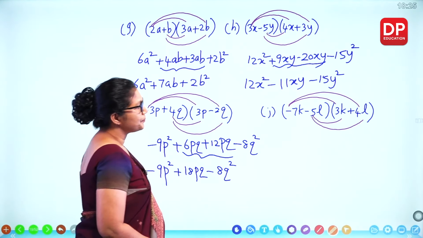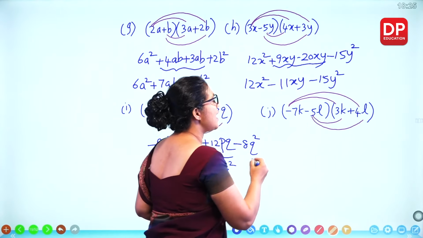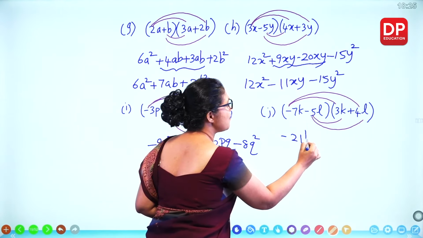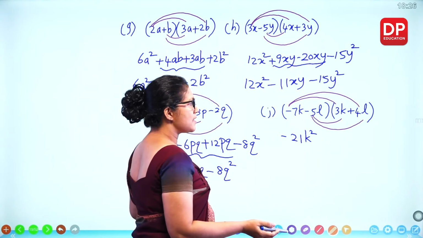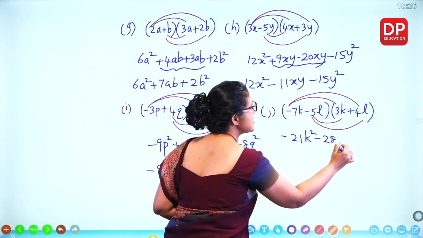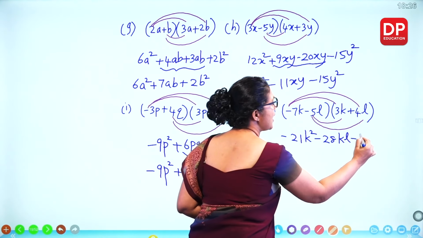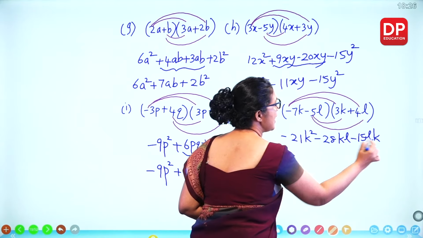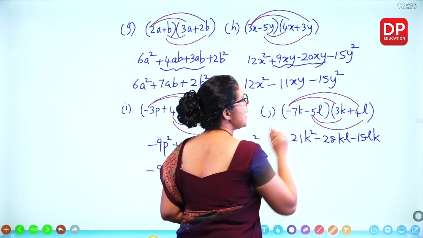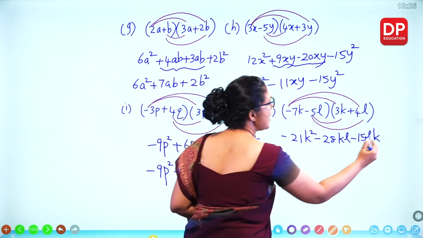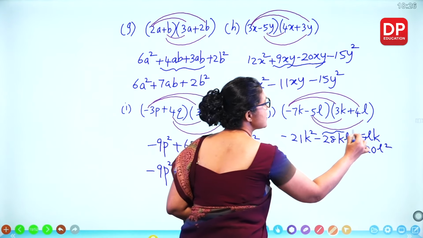Now the last one. Again, use the rainbow method. Minus 7k and 3k, you get minus 21k squared. Minus 7k times plus 4l, minus 7 times 4 is minus 28kl. Minus 5l and 3k, so you get minus 15lk. Here lk and kl is the same. Minus 5l and 4l becomes minus 20l squared. Now these two you can simplify.